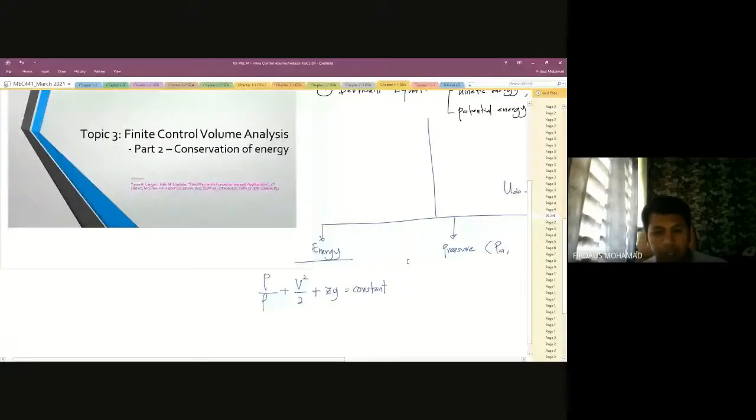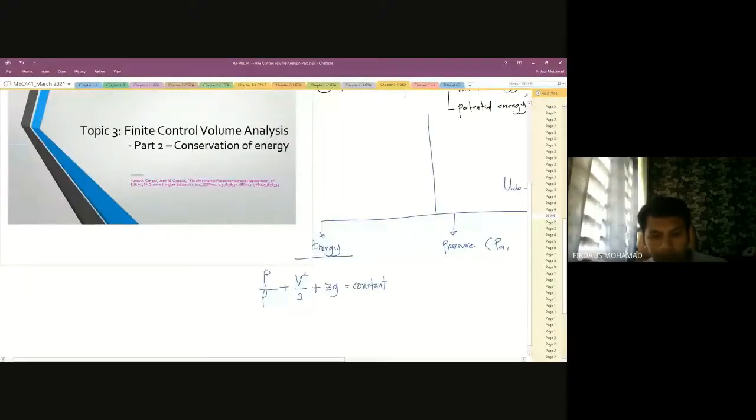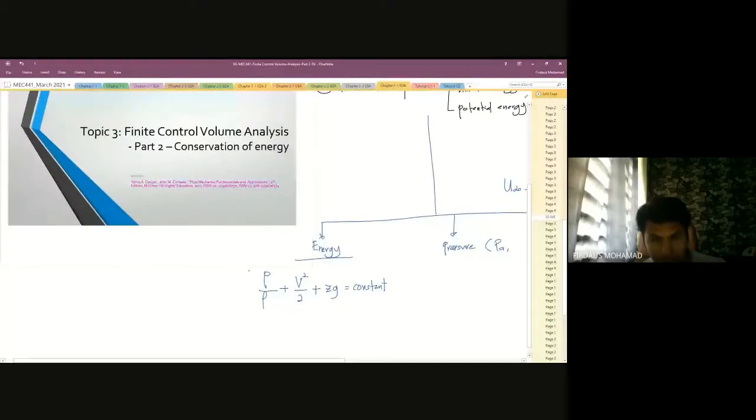Okay, so meaning that this P over rho, okay, so P over rho, it is flow energy. Okay, so V squared over 2, V squared over 2 ni apa? Ni equation untuk apa? Kinetic energy.